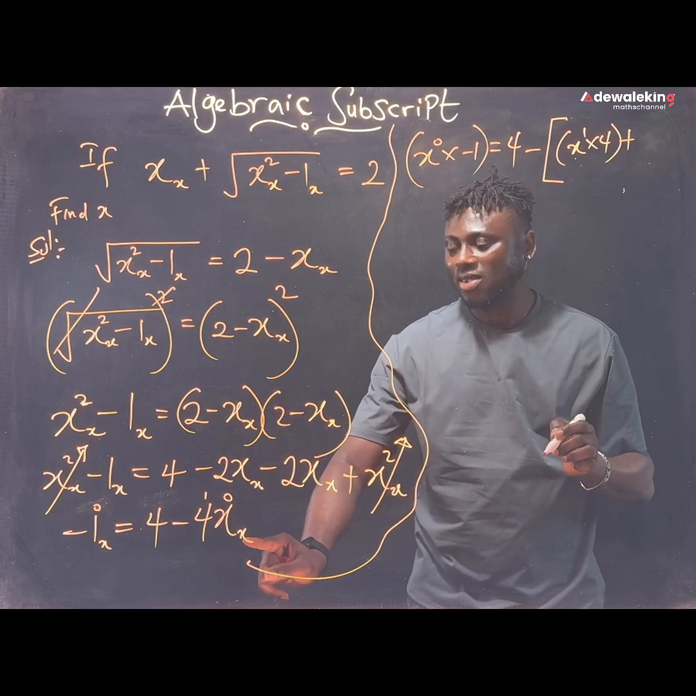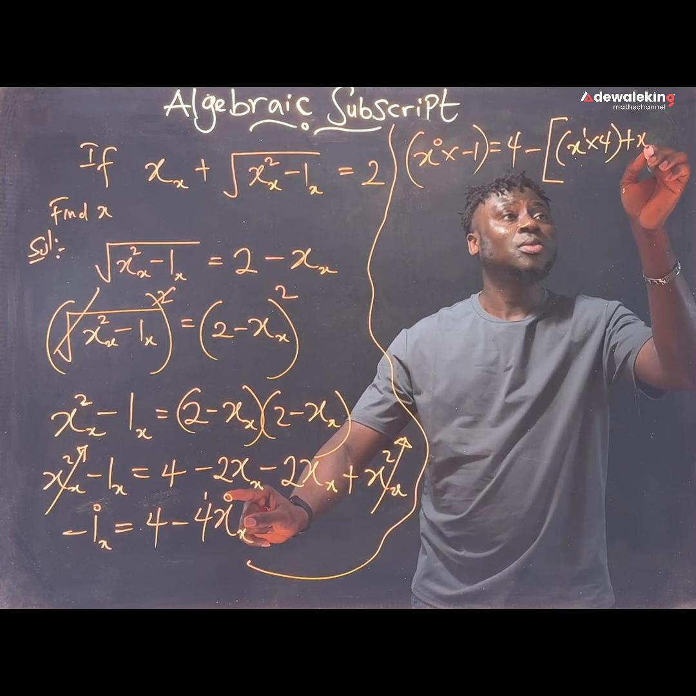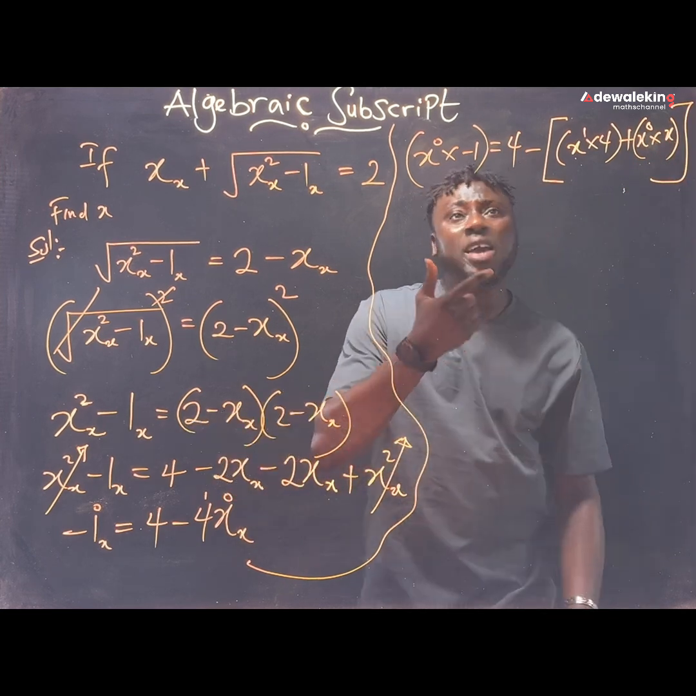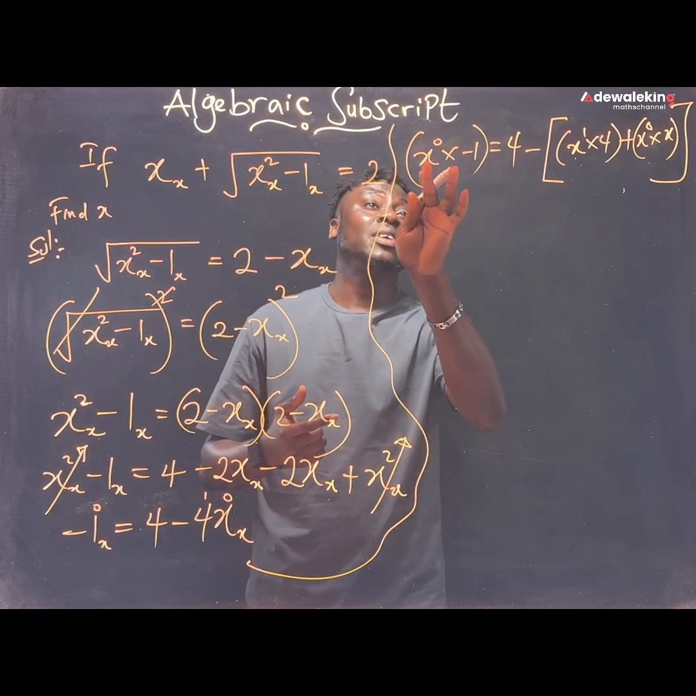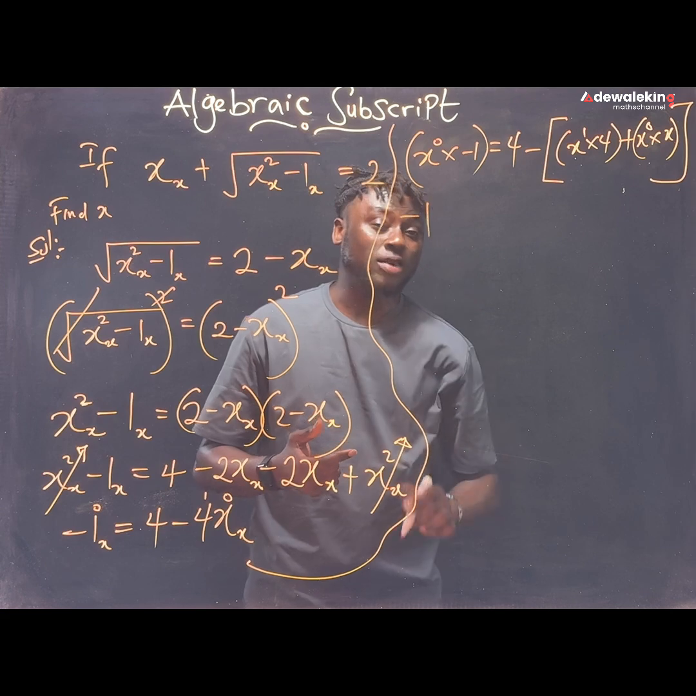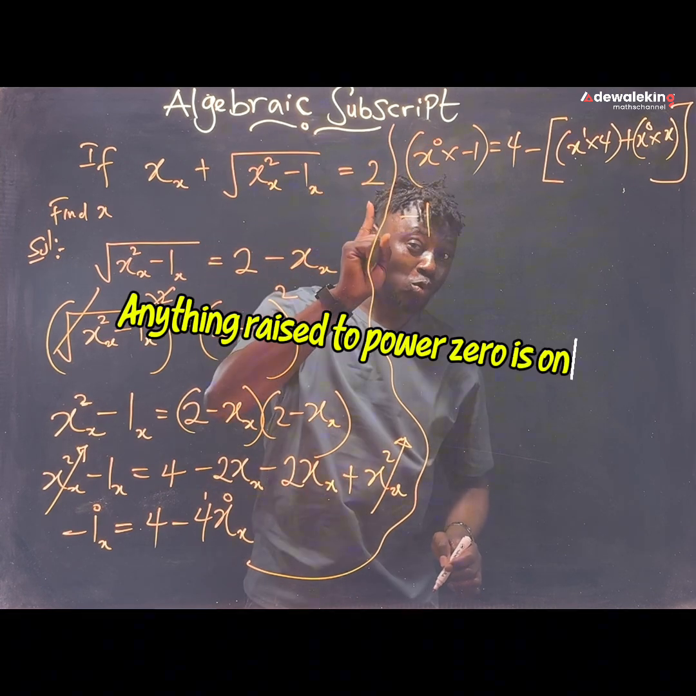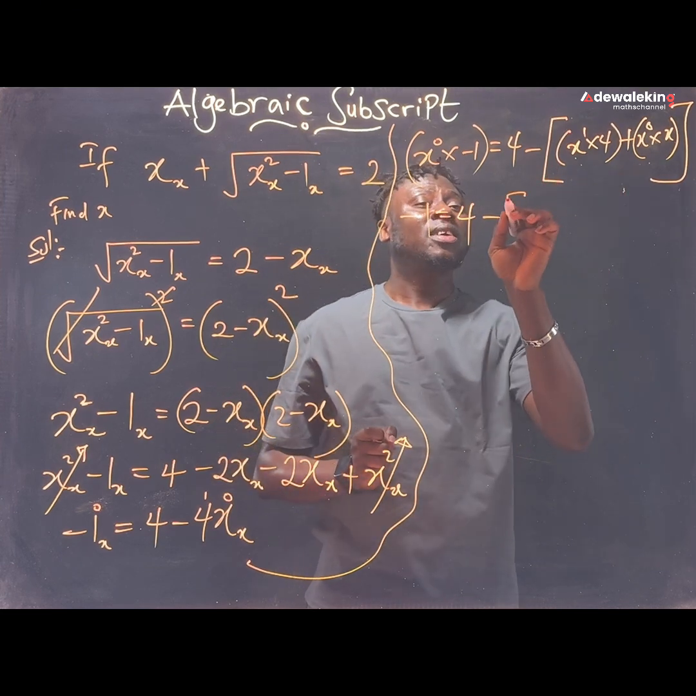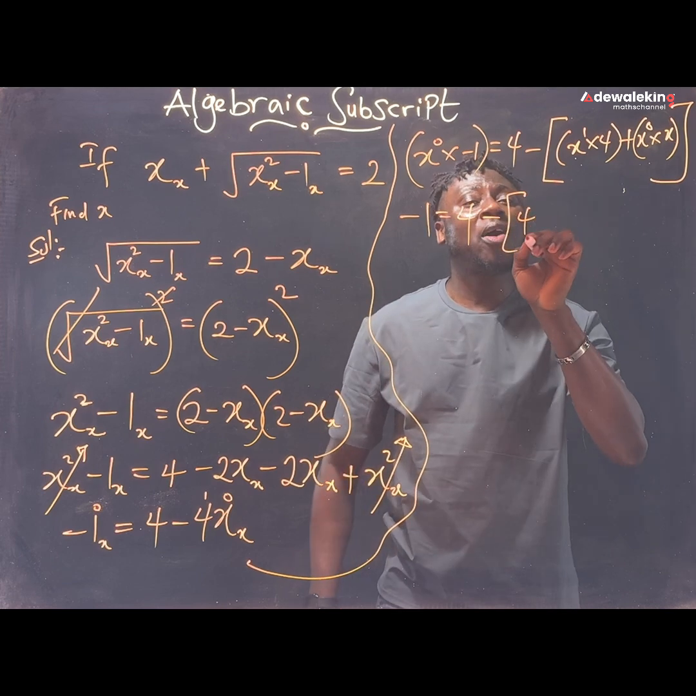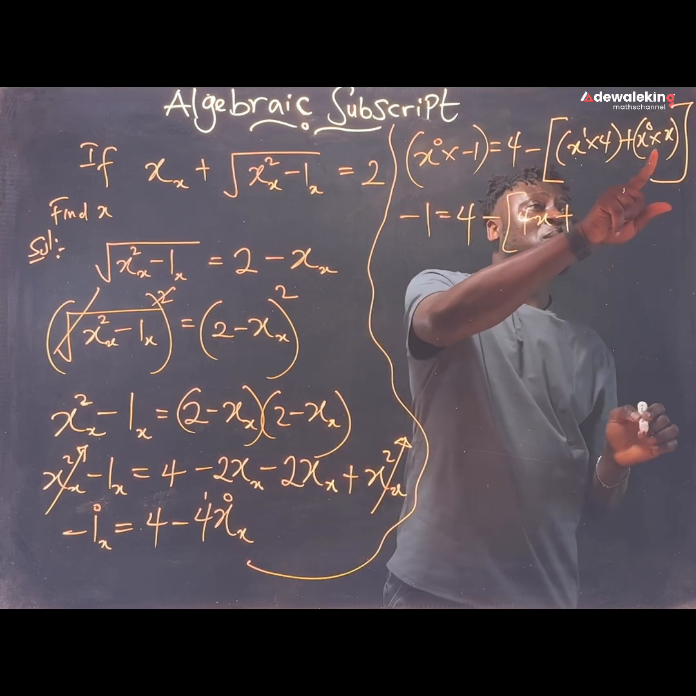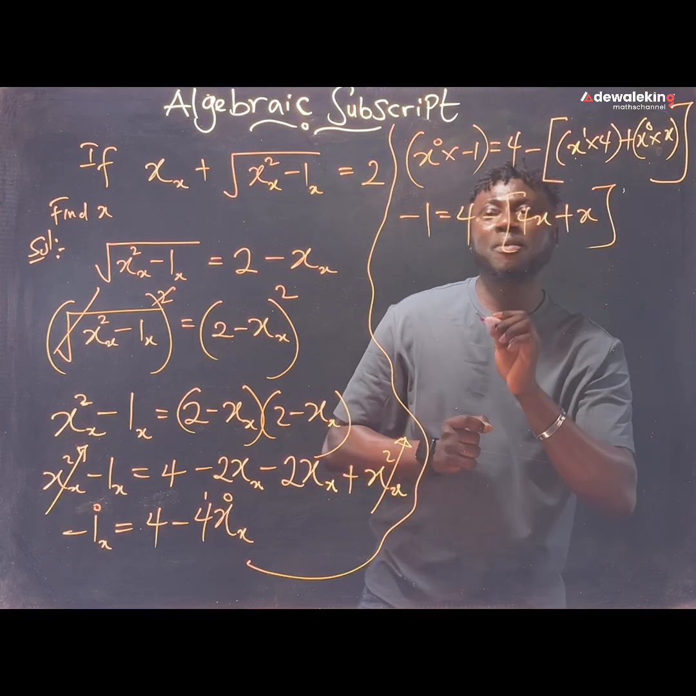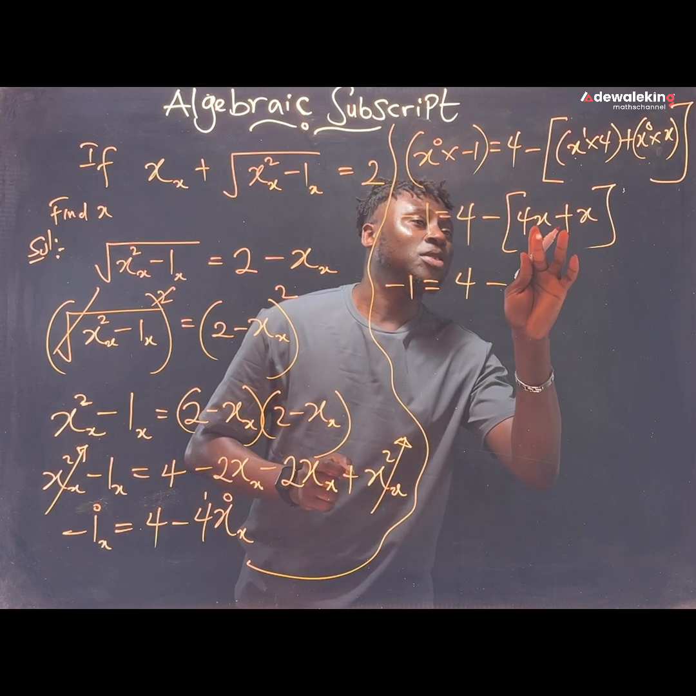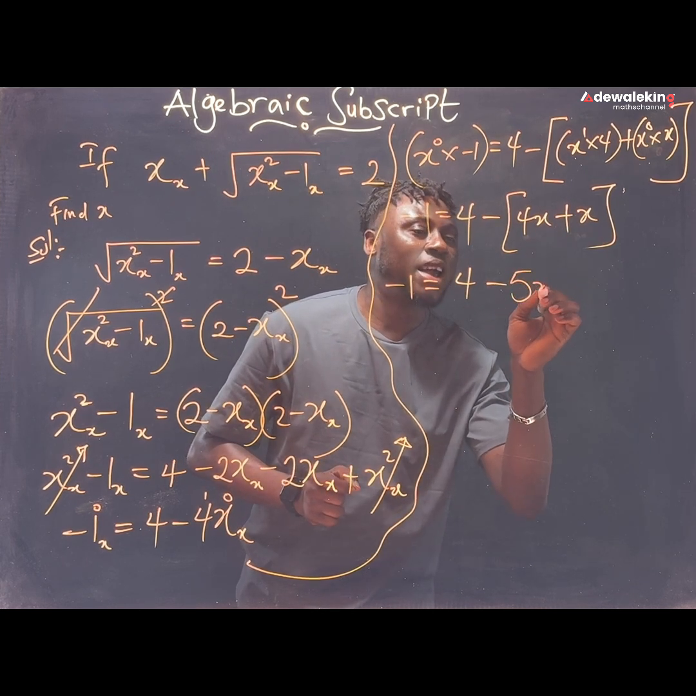plus x raised to the power 0 times x, then we close the square bracket. So from here we can now express this further by saying this times this will give us minus 1. Why? Because anything raised to the power 0 is 1. So this will give us 4 minus, this in the bracket will give us 4x plus x, and that will be minus 1 equal to 4 minus, this is 5x, so this is minus 5x.